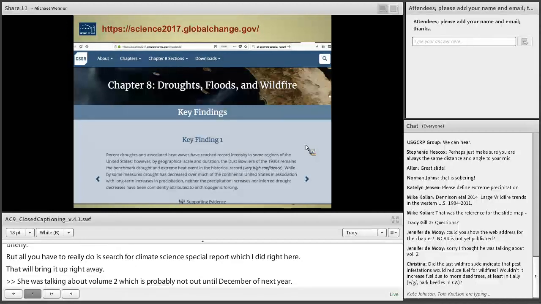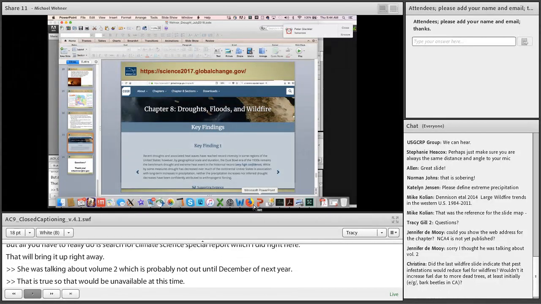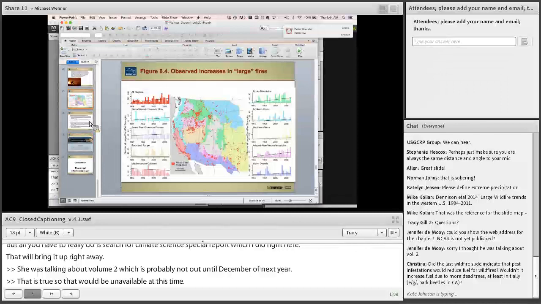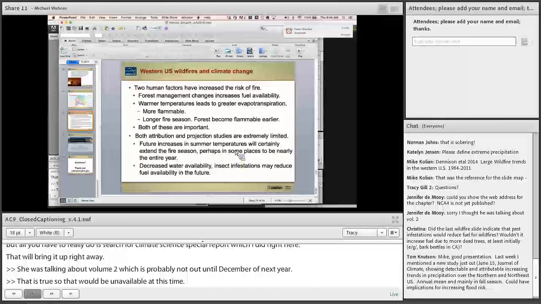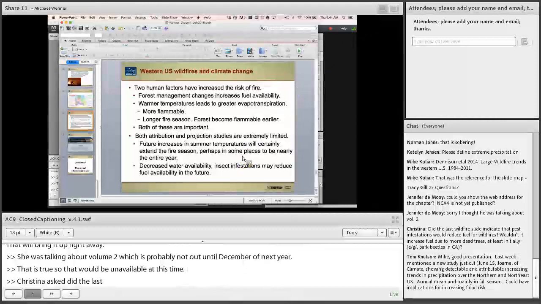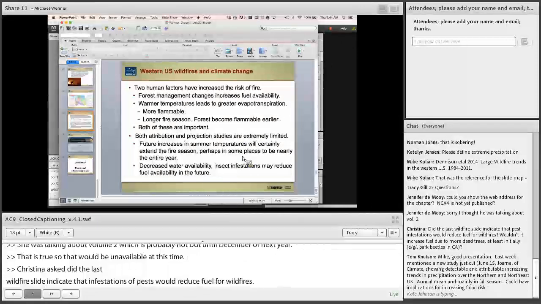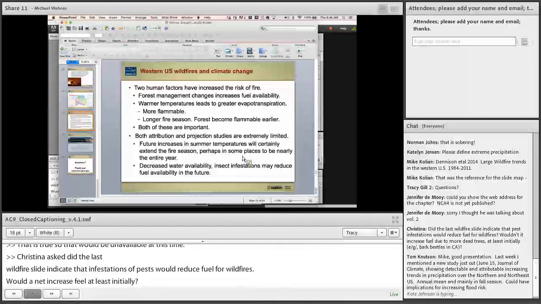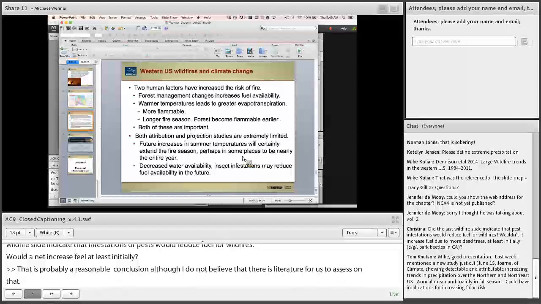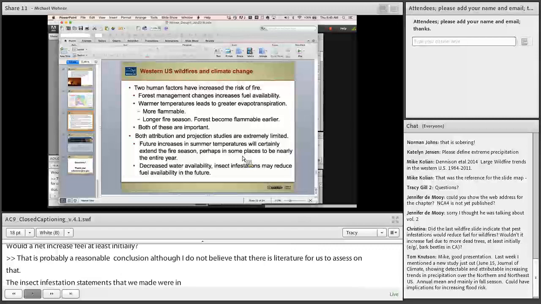Okay. And then Christina asked, did the last wildfire slide indicate that pest infestations would reduce fuel for wildfires? Wouldn't it increase fuel due to more dead trees, at least initially, e.g. bark beetles in California? You know, that's probably a reasonable conclusion, although I don't believe there was a literature for us to assess on that. The insect infestation statements that we made were in response to review comments. I don't remember if they're from the National Academy or the public.